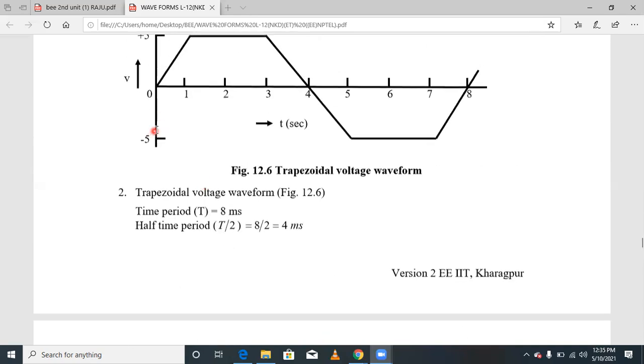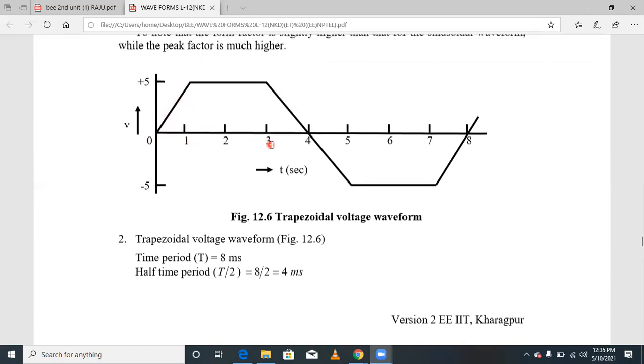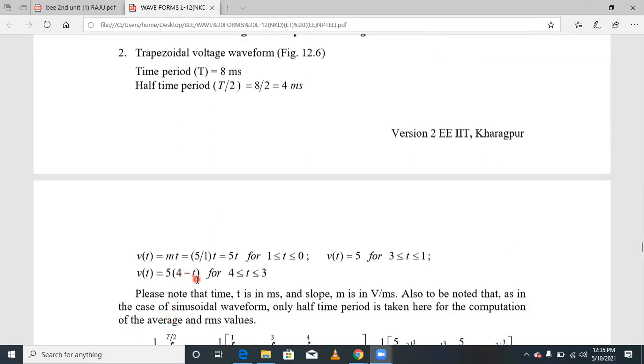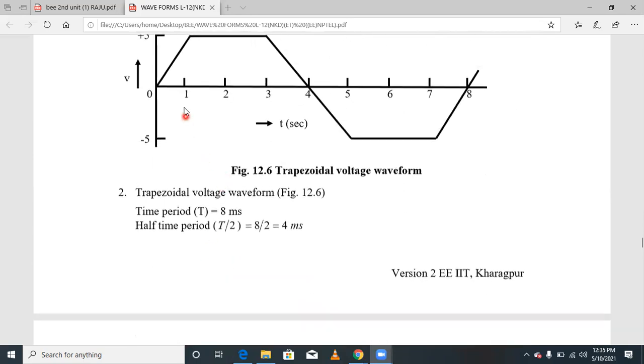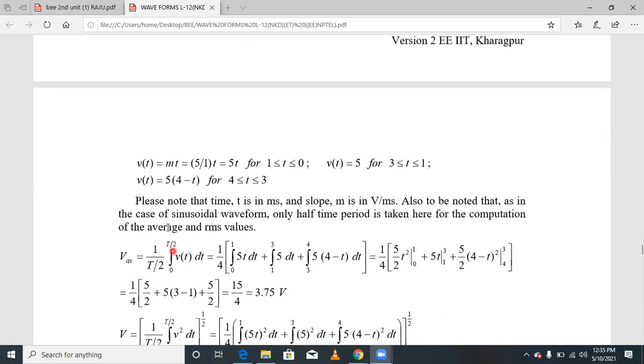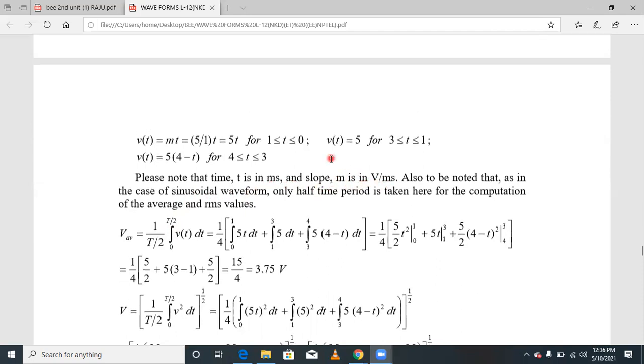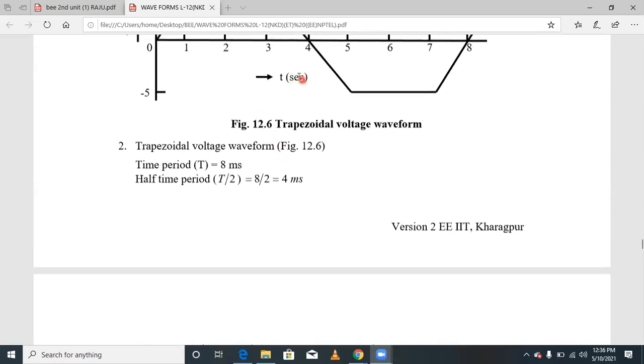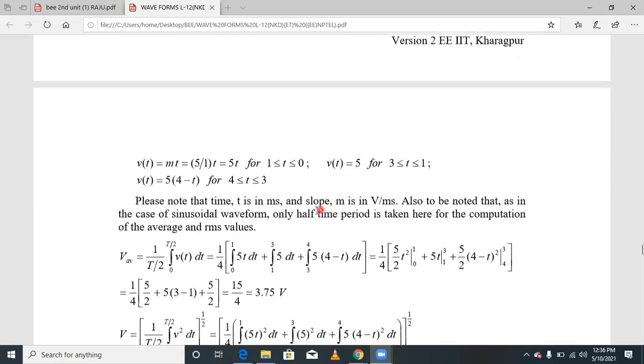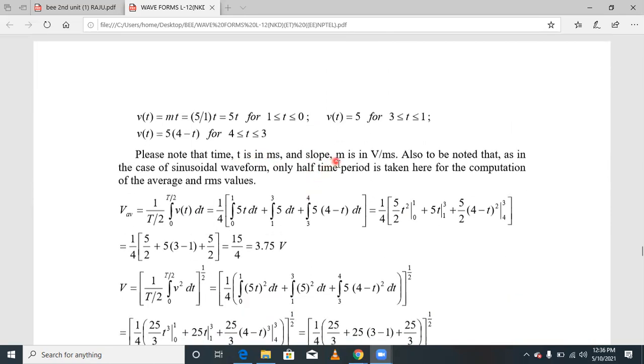So between 0 to 1, it is 5 by 1, that is called only 5t, and between 1 to 3, only constant 5, and between 3 to 4, 5 into 4 minus t. So these are the expressions for different time periods. Please note that the time is in milliseconds and the slope m is in volts per millisecond. Printing mistake, take here time t in milliseconds.